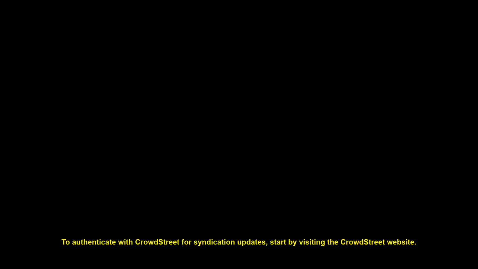To authenticate with CrowdStreet for syndication updates, start by visiting the CrowdStreet website. In the top right corner, locate the login button and click on it. If you already have an account, enter your email address and password. If you don't have an account, you'll need to create one by selecting the sign up option.